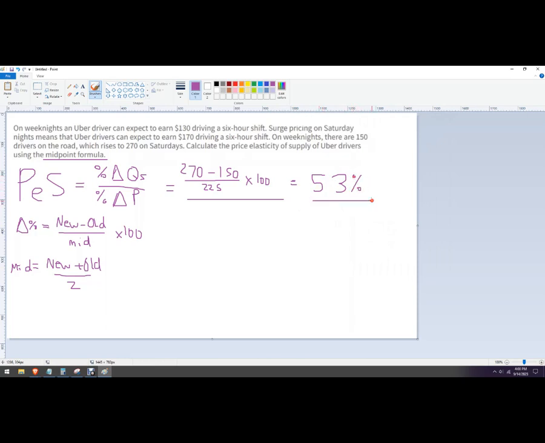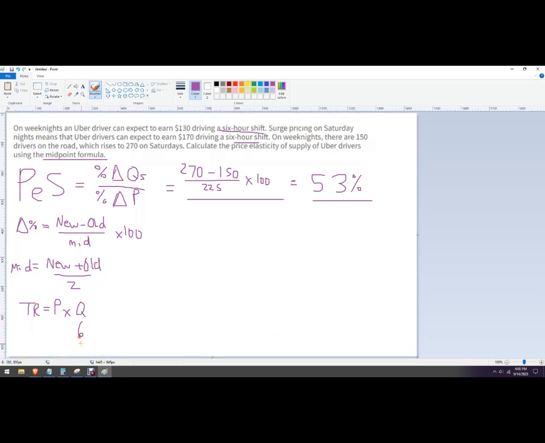Okay, so now we've got that. Now we need the change in price. Now, one thing we need to note here is that total revenue is price times quantity. And we actually know the quantity because the problem told us this. It told us a 6-hour shift. So we're really trying to figure out the wage. This could even be called wage elasticity.